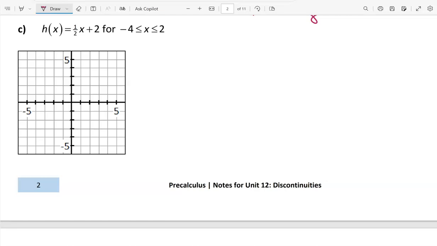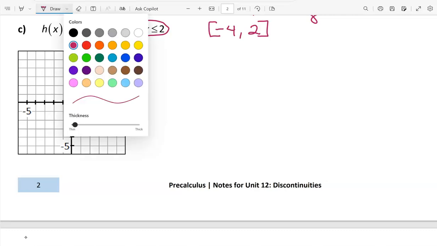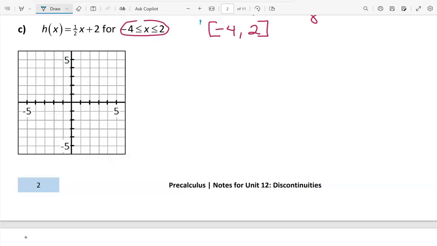In C, we have a linear function, and again, no implied domain, but we have a very specific domain that is given to us. When we write that domain in interval notation, that is the interval from -4 to +2, and a closed interval since those values are included in the domain.